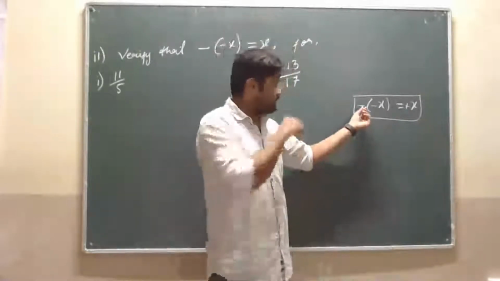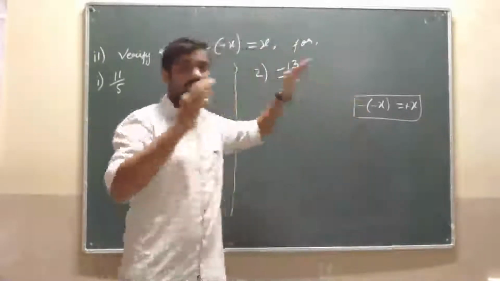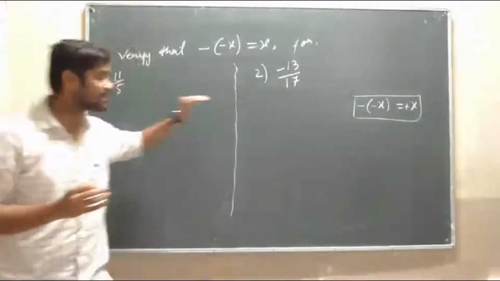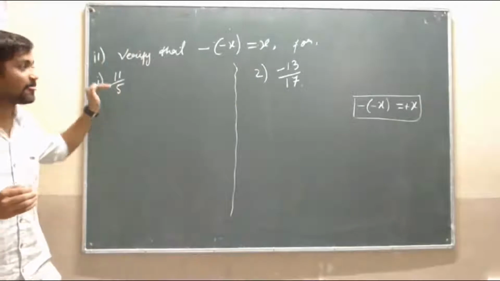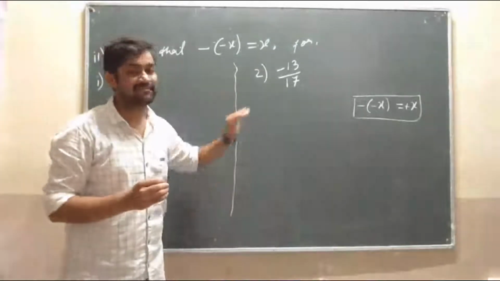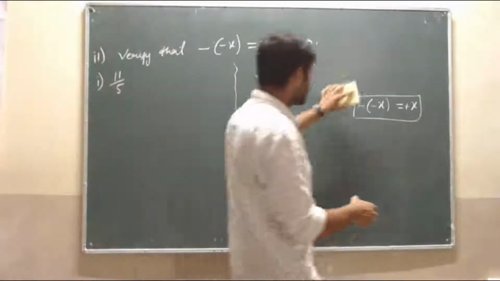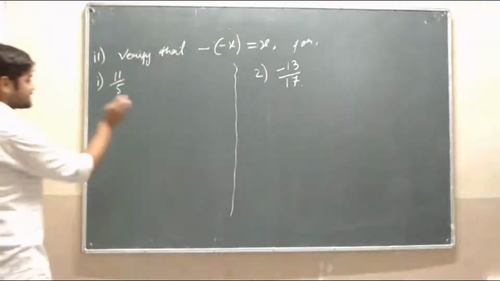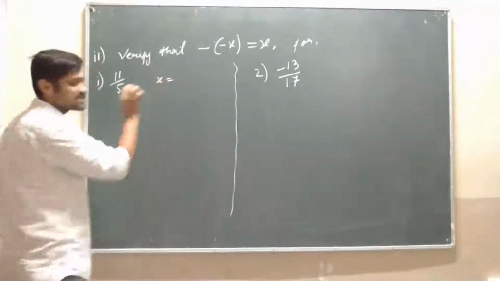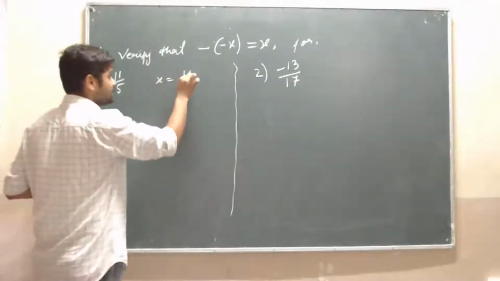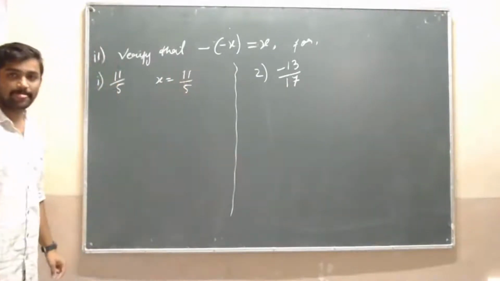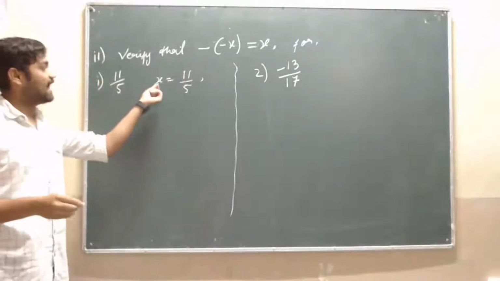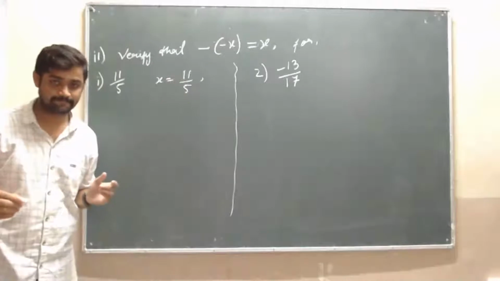Then like this, we have to verify these two examples. What are these? That is 11 by 5 as well as minus 13 by 17. Now check it. Let's say x is equal to, what is the question we have? That is 11 by 5. Okay, let's take x is equal to 11 by 5.